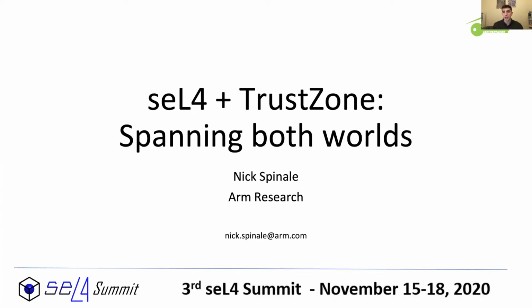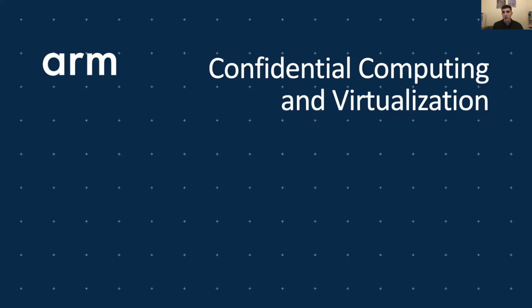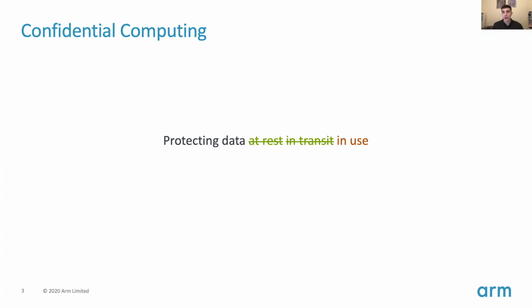This presentation is about how seL4 could leverage the ARM v8 security extensions, also known as TrustZone. This work has grown out of a project within ARM research that lies at the intersection of confidential computing and virtualization. Confidential computing is a broad area of study encompassing a range of cryptographic, hardware, and software approaches to protecting data in use, that is, as opposed to data at rest or in transit.